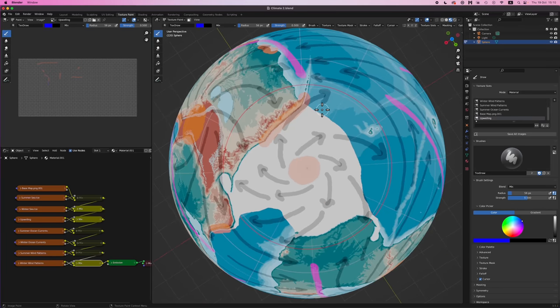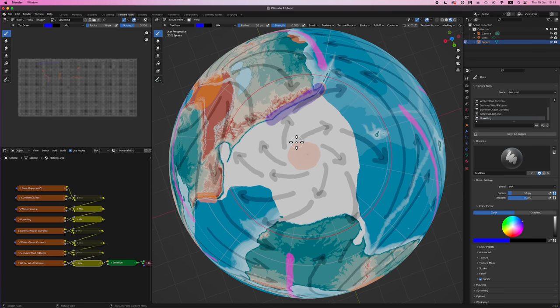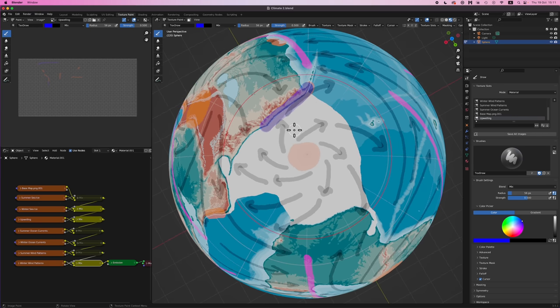Okay, up to the poles. Let's have a look-see. 12 o'clock, 1 o'clock, 2 o'clock. Clockwise, and actually just like before, we have water moving offshore. So basically this entire region is going to be active in summer and winter.